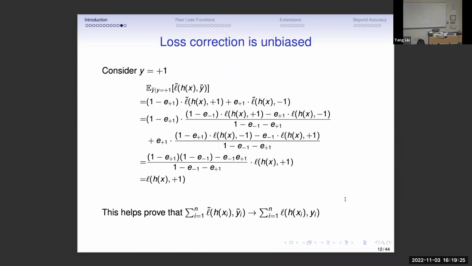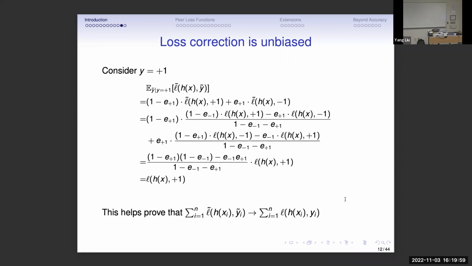Suppose my true label is +1. I don't observe this. I observe a noisy label. What I need to show is I take the expectation of Y tilde, this noisy label, given the true label being +1, and I'm checking the expectation of L tilde, this corrected loss. But conditional on Y equals +1, there are really two cases, right? With the error rate E plus, I'm going to observe a -1. That's how often I'm going to see a wrong noisy label. With probability 1 minus E plus, my noisy label is actually correct.